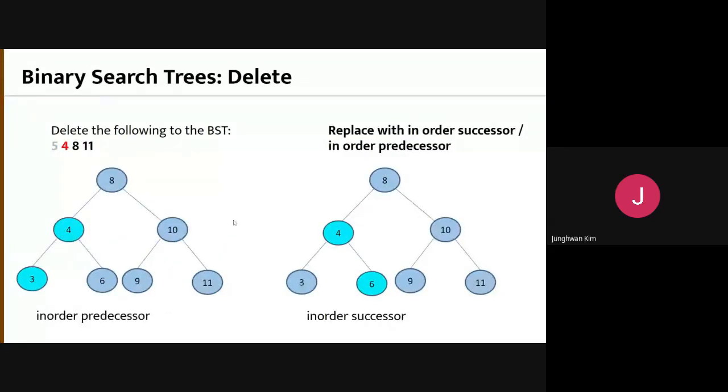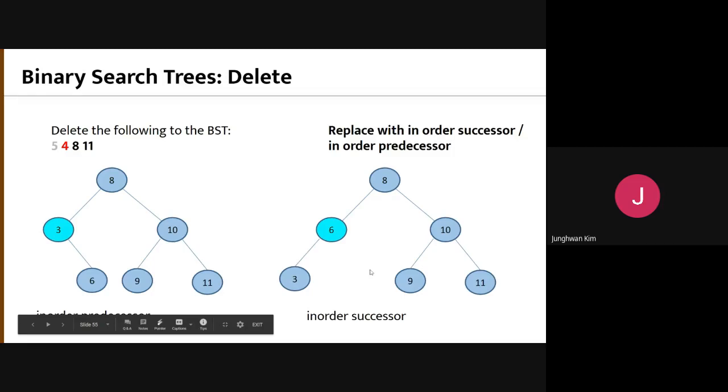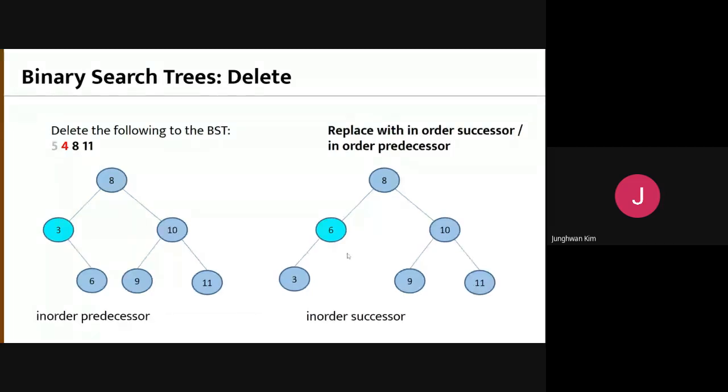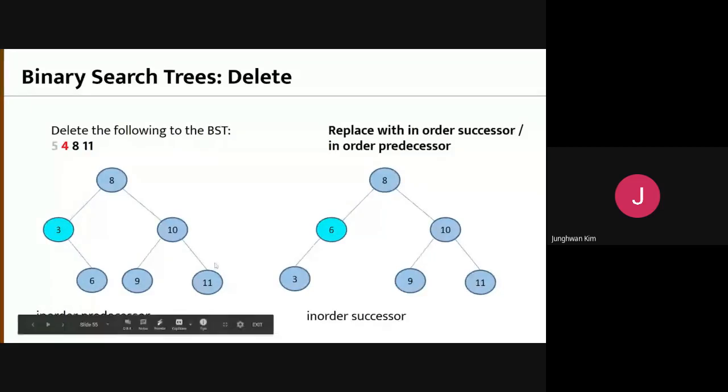And now if you want to remove 4, we still need to traverse this tree to find 4. But if we remove 4, there are 2 options. We can replace 4 with the in-order predecessor, which is 3, the left child, or the in-order successor, which is the right child. So there are 2 possibilities, and it is okay as long as you use a consistent choice when deleting. We have to use one order every time.